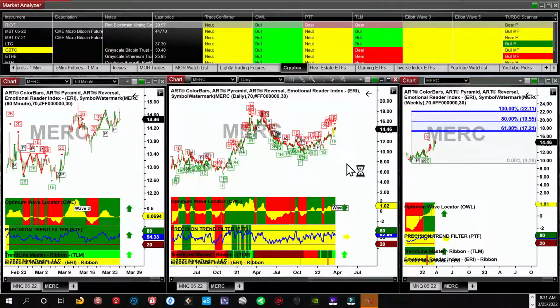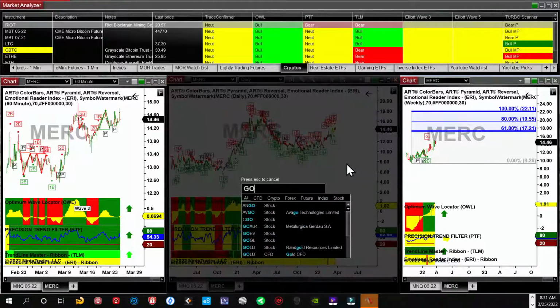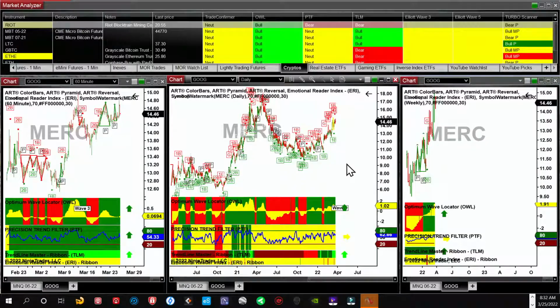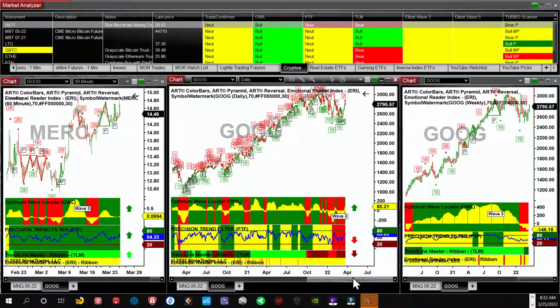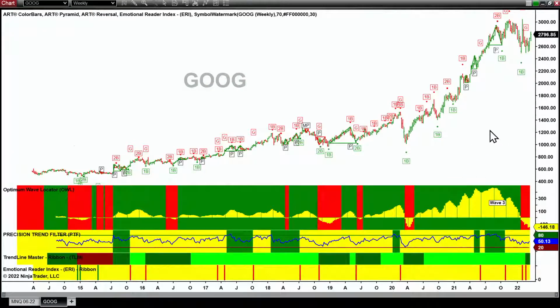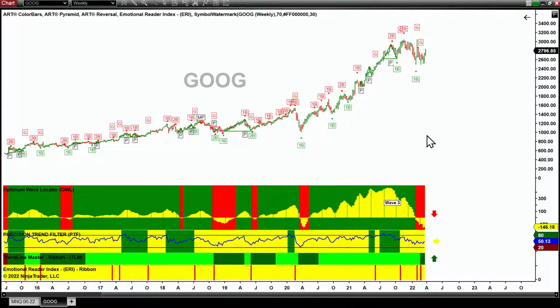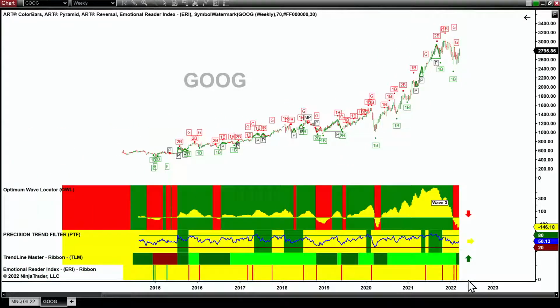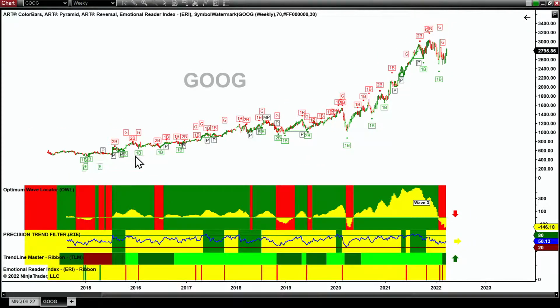Let's see what else we have cooking here. Google, GOOG. I think we might have looked at this one last week, not sure. Let's see what we have cooking on Google. First thing, let's open up that weekly chart. What a big move, huh? If you go back to 2015, Google has been nothing but trucking on up.